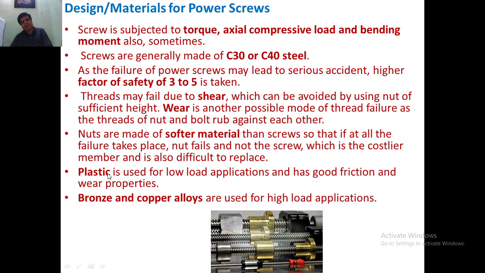You can also use plastics for manufacturing nuts here, because they have very good friction and wear properties. Plastic nuts are used for low load applications, whereas for high load applications we use bronze and copper alloys to make the nuts. You can see in this photo the bronze or brass alloys are used as nuts, whereas the screw rods are made of steel.